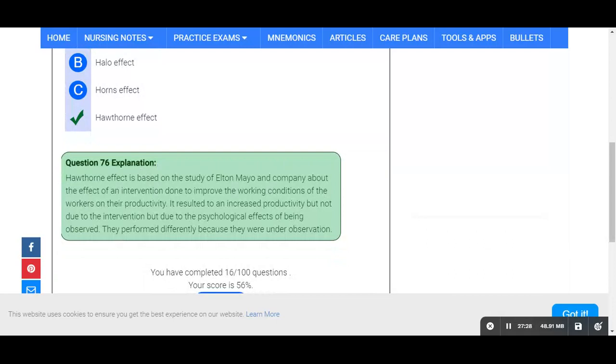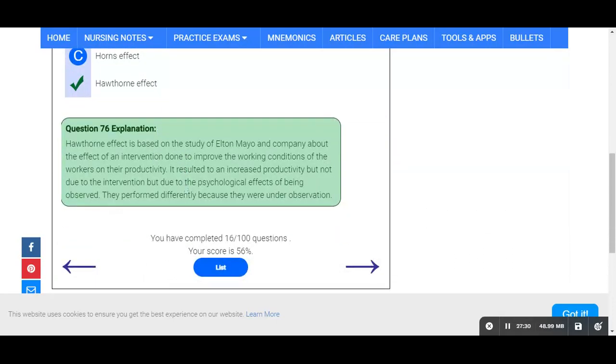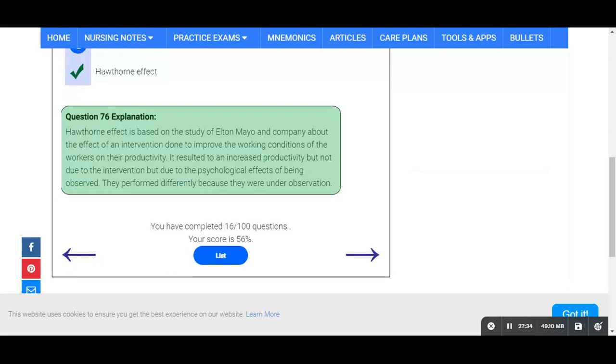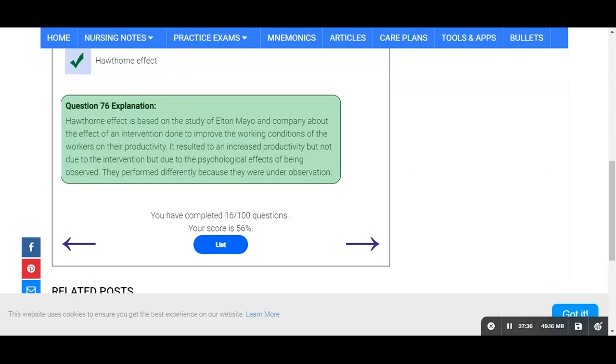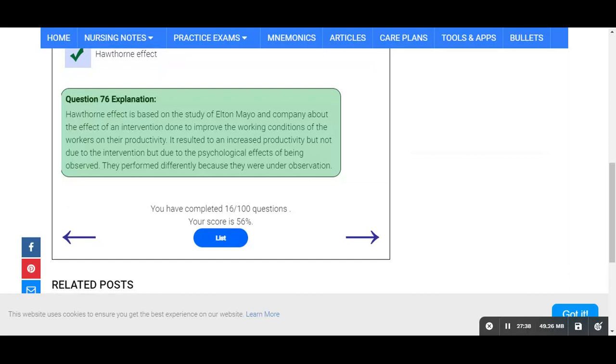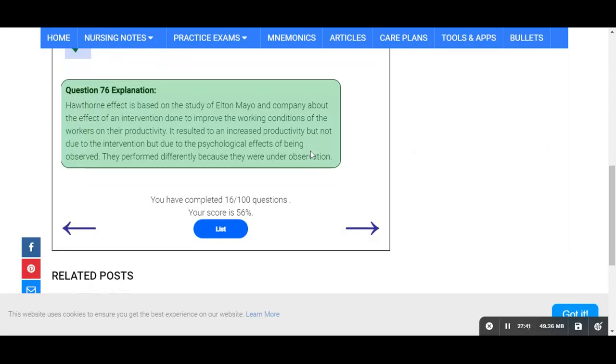Okay, so Hawthorne effect is based on the study of Elton Mayo and company about the effect of an intervention done to improve the working conditions of the workers on their productivity. It resulted in increased productivity, but not due to the intervention, but due to the psychological effects of being observed. They performed differently because they were under observation.